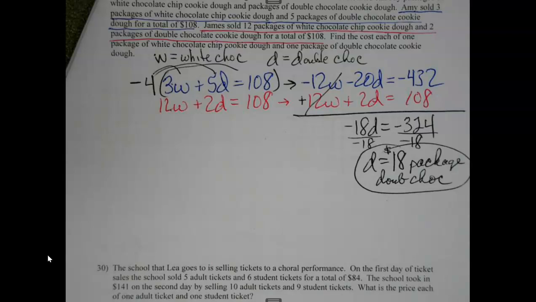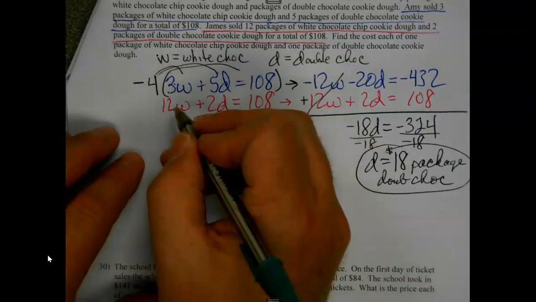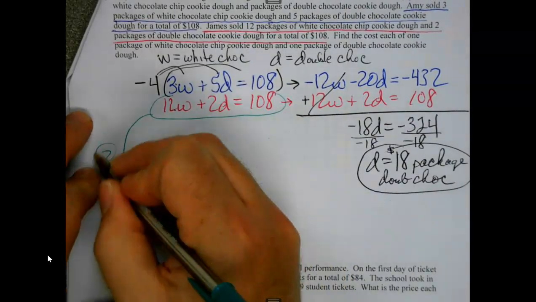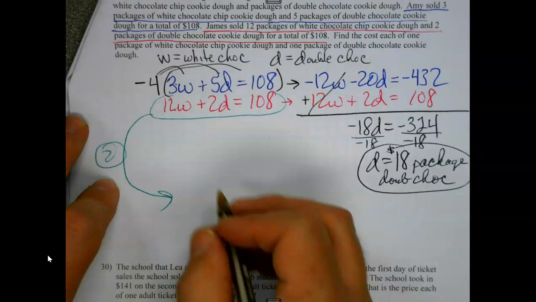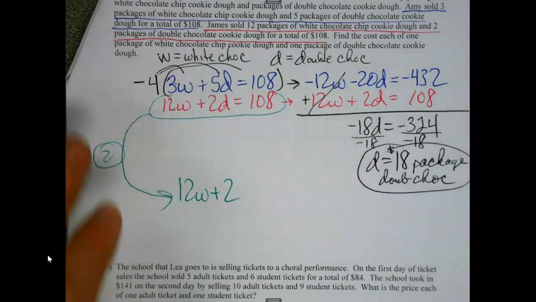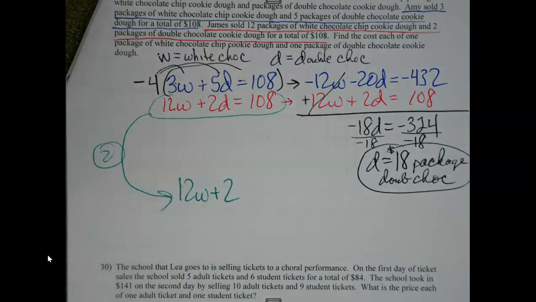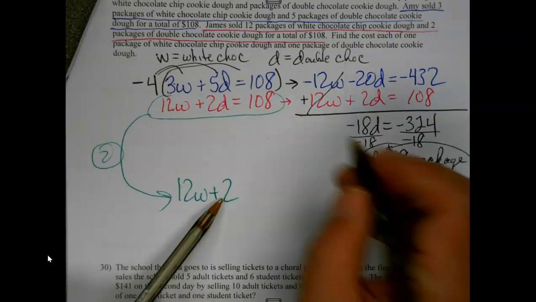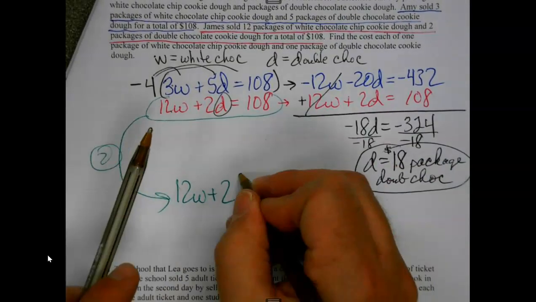And so then we have one step left. We still got to figure out the white chocolate chip cookie dough. Again, either equation will work. I'm just going to choose to use this one. So I'm going to start copying this down until we get to D. When we get to D, I know what that is now. It's 18.